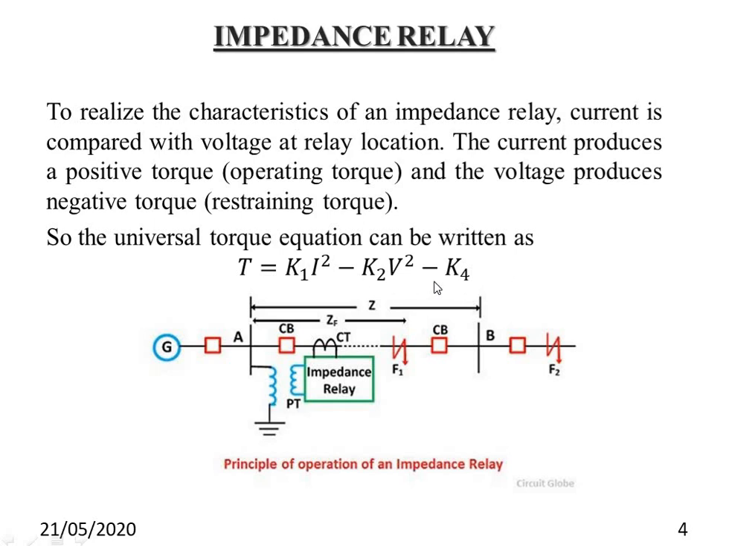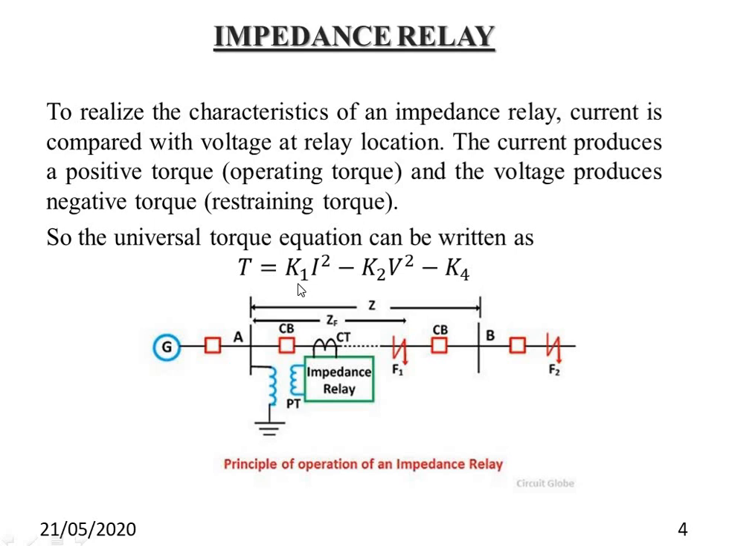Now what is the significance of this minus sign? Actually, there are two types of torque. One is operating torque, another one is restraining torque. Whatever torque is produced by the current coil will be the operating torque, and whatever torque is produced by the voltage coil will be the restraining torque.